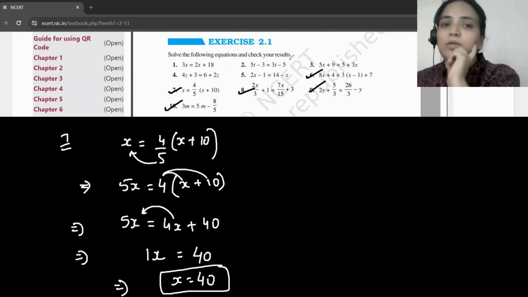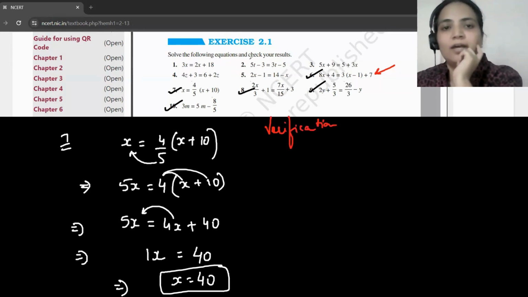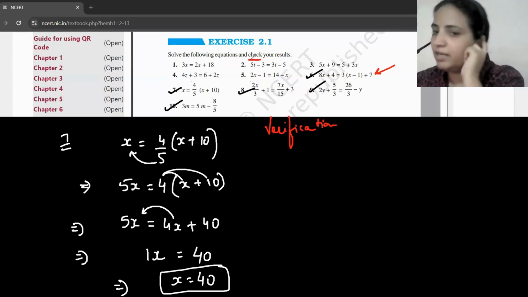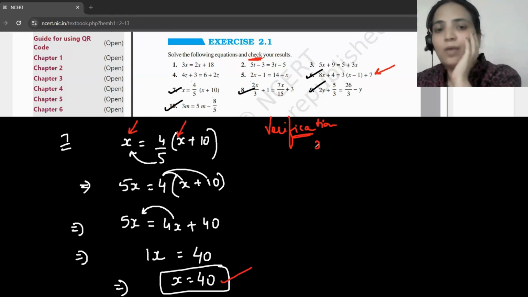I forgot to tell you how to check. Let us do the checking also here. In the previous one also we should have done that. I missed doing it. Chalo, let's do the verification or checking thing. How to verify? You can write verification here as well. Okay. So verification, how do we do that? Whatever value you got, you have to replace that with x everywhere. So I'll write the equation first of all. X equals to 4/5 of x plus 10.